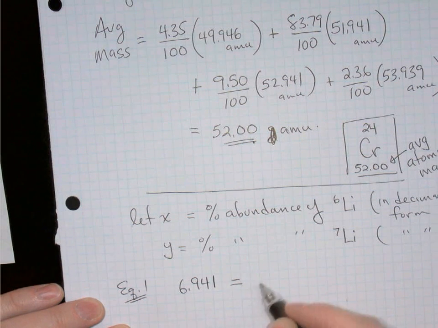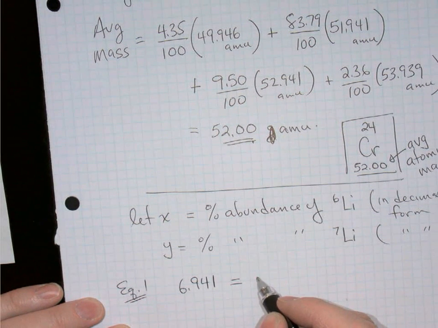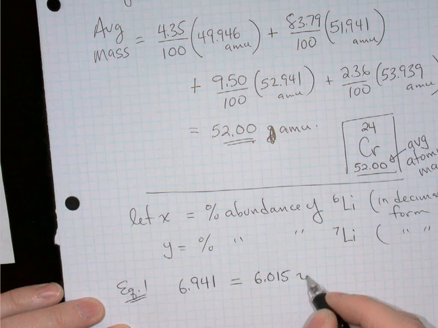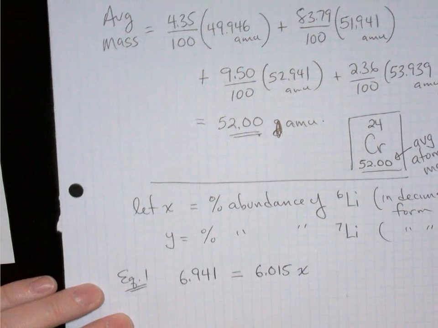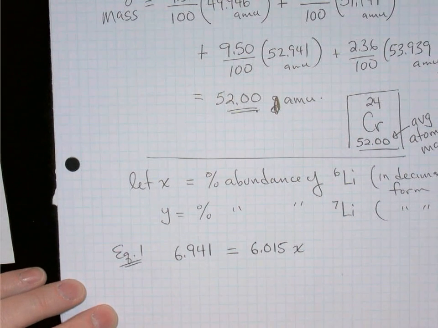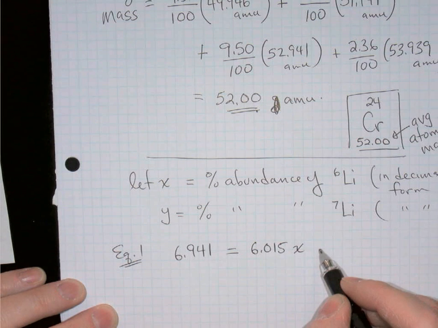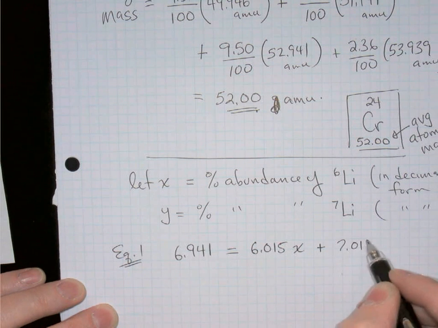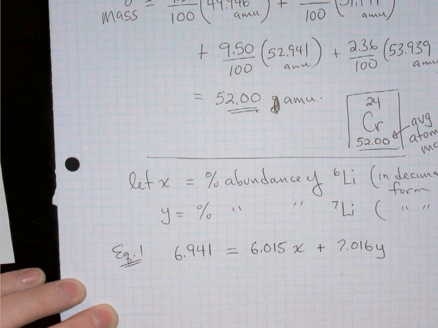So the equation number 1, my average atomic mass equation, would be 6.941 has to be the first isotope's mass, 6.015 AMUs, times its abundance in decimal form. Now, because it's already in decimal form, I'm not going to write divide by 100. Plus the other isotope's mass, 7.016, times its abundance, Y. So there's my first equation.